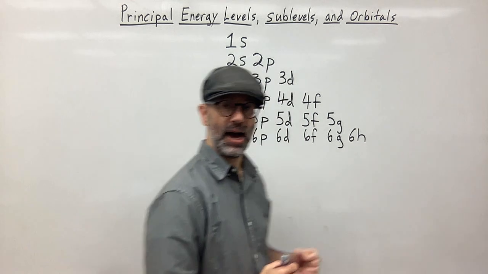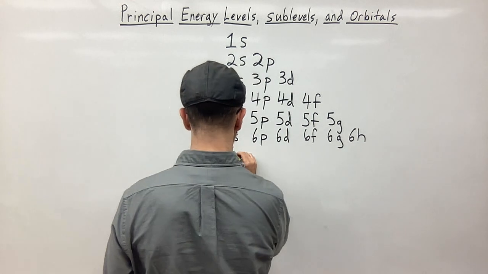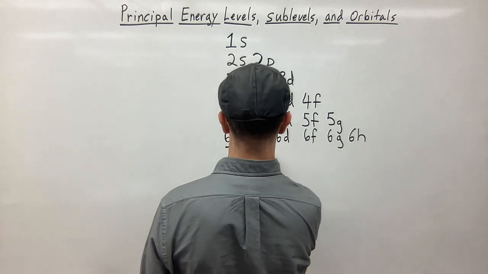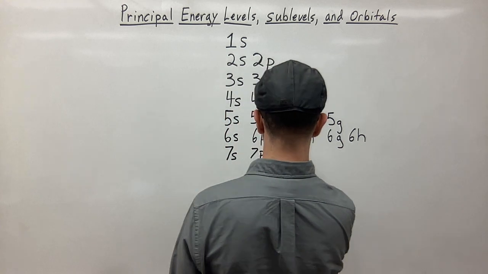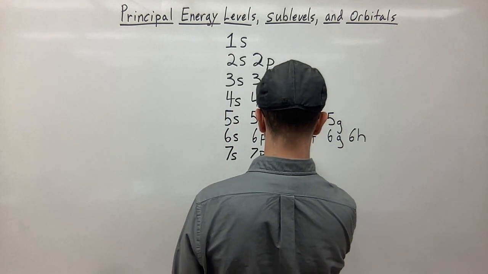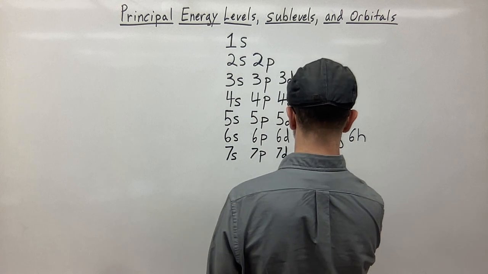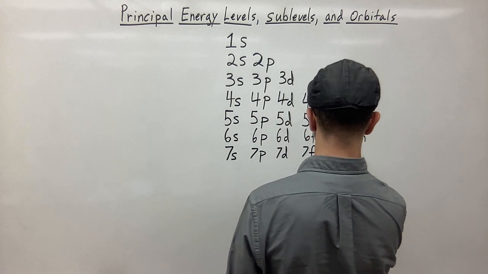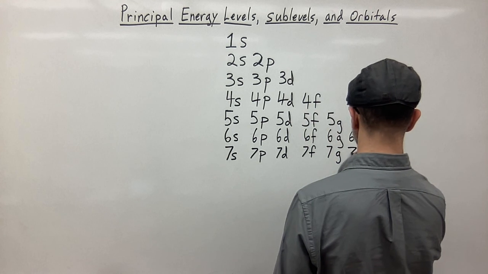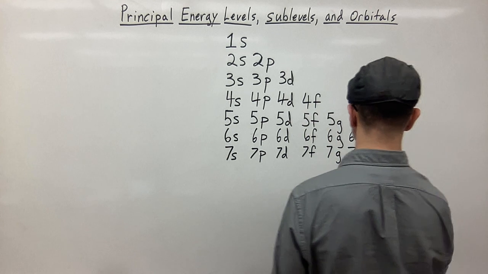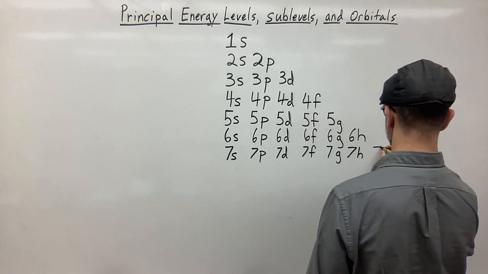Now for 7. So we'll do 7, and then we have 7 sublevels, S, P, D, F, G, H, and then I. So we have 7S, 7P, 7D, 7F, 7G, and then 7H, and then we have 7I.